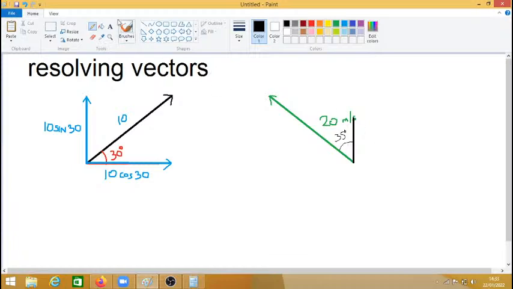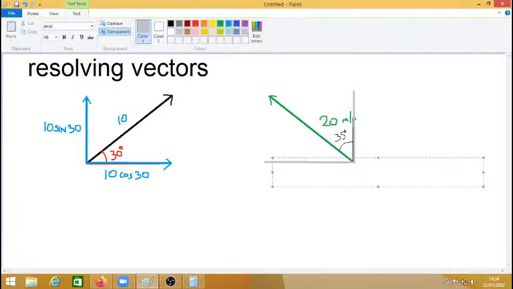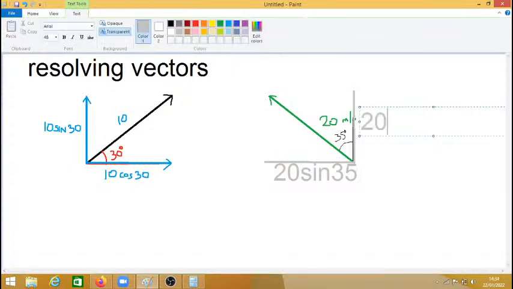Okay, hopefully you've got that. So let's draw it in first. The vertical and the horizontal components, you've got the vertical component going up here, and then you've got the horizontal component going across here. Let's take a look at the horizontal component first. It's not next to the angle, it's not adjacent, so I can't use cos. So this one will be 20 sine 35, and this one is next to the angle, so 20 cos 35.